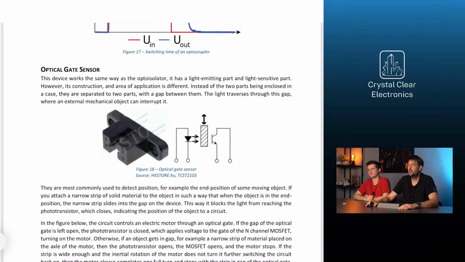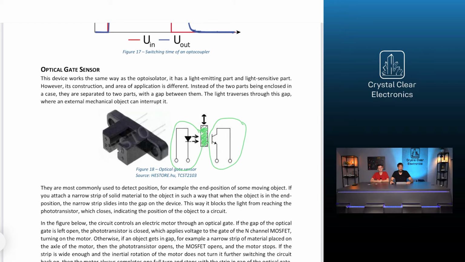The next component is the optical gate sensor. This device works the same way as the optoisolator. It has a light-emitting part and a light-sensitive part. However, its construction and area of application is different. Instead of the two parts being enclosed in a case, they are separated into two parts with a gap between them. The light traverses through this gap where an external mechanical object can interrupt it. They are most commonly used to detect position, for example the end position of some moving object.